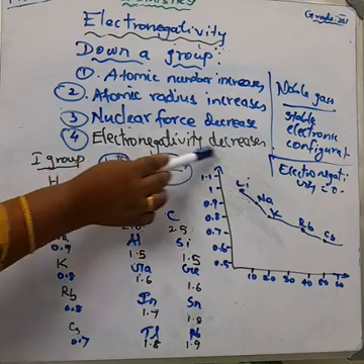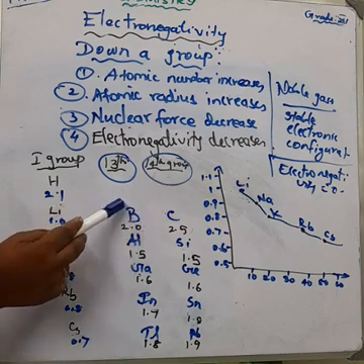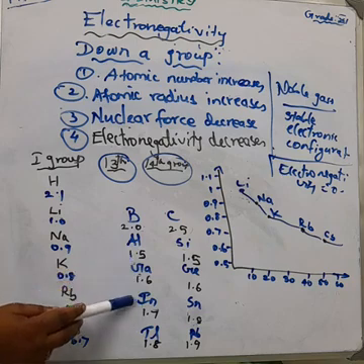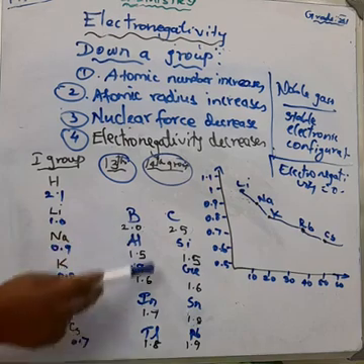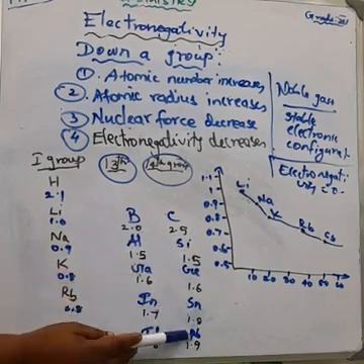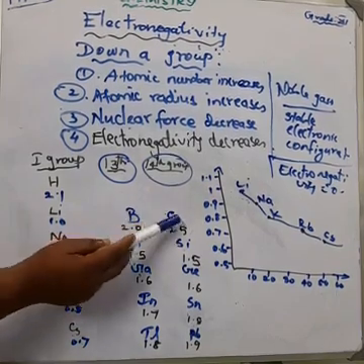But in the case of the 13th group and 14th group elements: the 13th group elements are boron, aluminium, gallium, indium and thallium, and the 14th group elements are carbon, silicon, germanium, tin and lead. In these 13th and 14th group elements, the electronegativity value decreases.